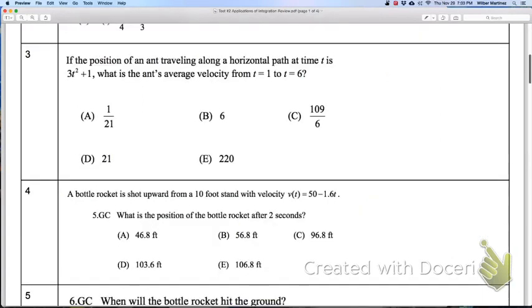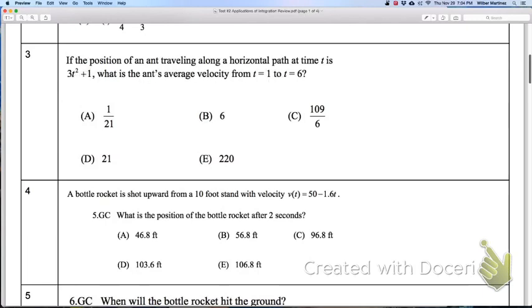All right, number 3 says if the position of an ant traveling along a horizontal path at time t is 3t squared plus 1, what is the ant's average velocity from t equals 1 to t equals 6? Now remember, anytime we see that word average, there's two ways to find average velocity. We can either use the average value equation, which is 1 over b minus a times the integral of the velocity function, or if we're not given the velocity function, which in this case we're not, notice that they're giving us the position function. So it's either the average value of the velocity function, or in this case, because they're giving us the position, then it's just the average rate of change of the position function. So essentially it's the slope of this function in between these 2 points.